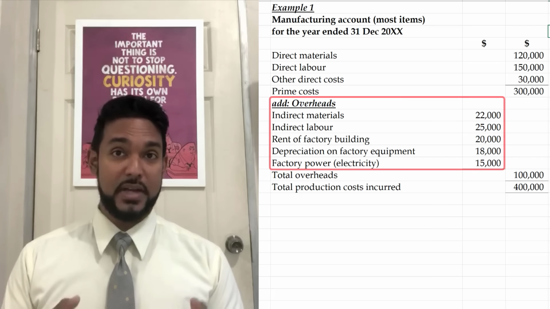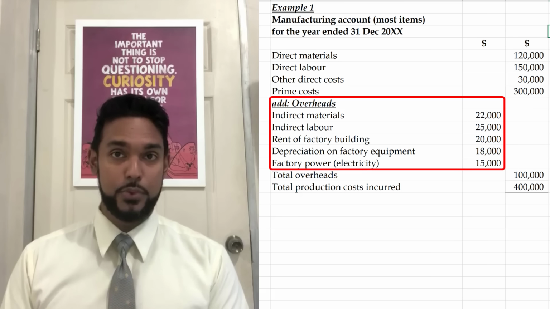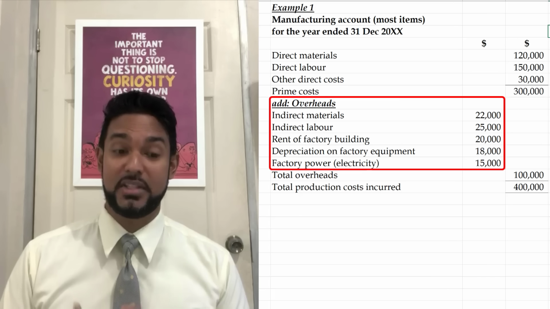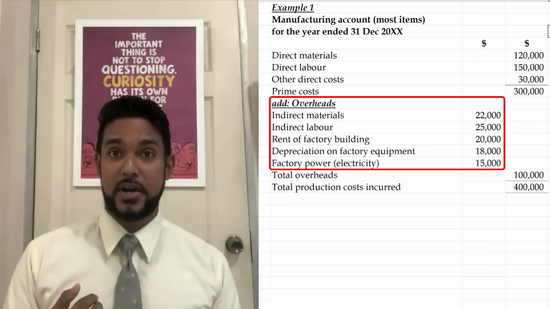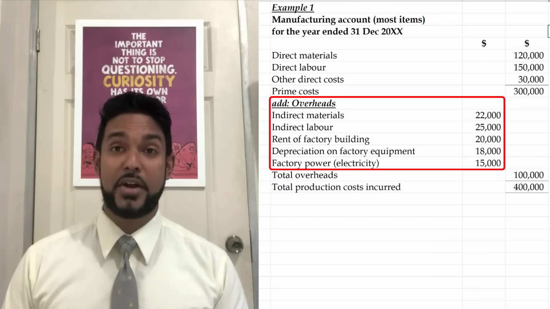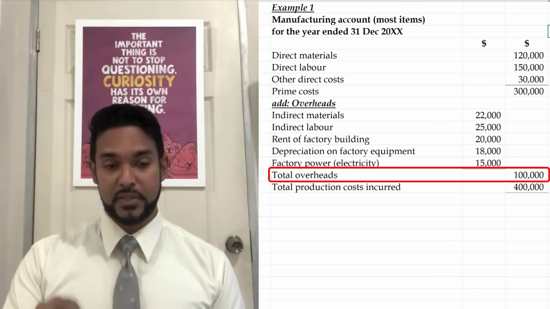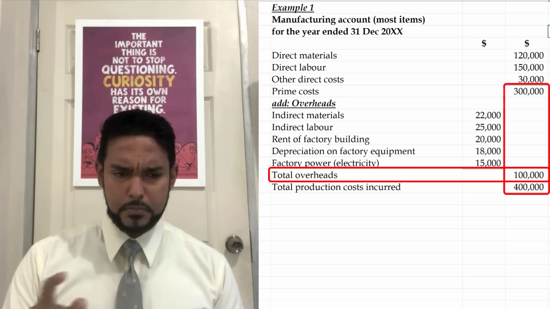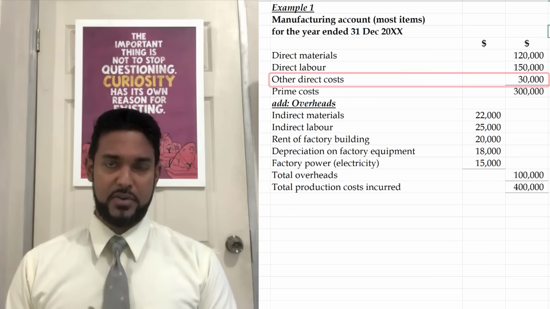Of course, we know we have to add overheads because without the overheads, we probably would not be able to engage in those production or manufacturing activities. So you're seeing indirect materials, indirect labor, rent of factory building. We've talked about rent before, depreciation on factory equipment, factory power or electricity. The total of that section is called total overheads, and then we have total production costs incurred. Now, I want to talk about a couple of items here. First one is the other direct costs.